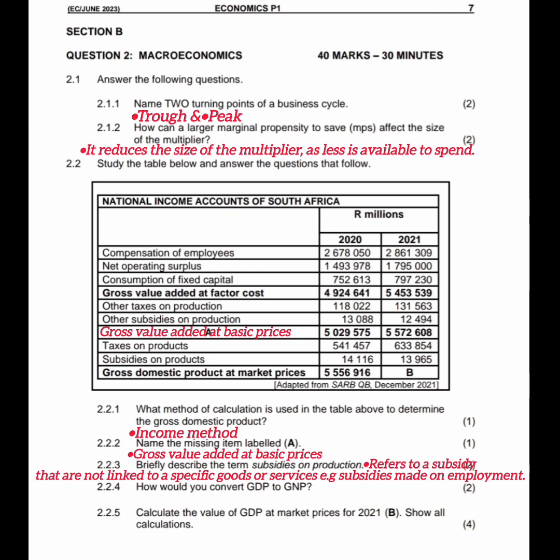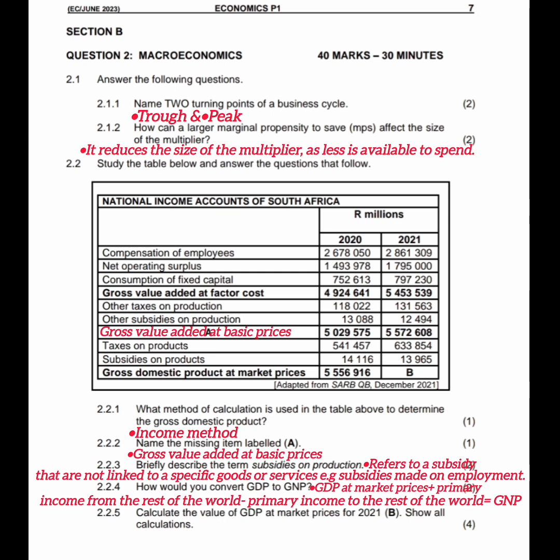2.2.4, how would you convert GDP to GNP? So we're going to say GDP at market prices plus primary income from the rest of the world minus primary income to the rest of the world, and then we're going to get our GNP, which is gross national product, right?